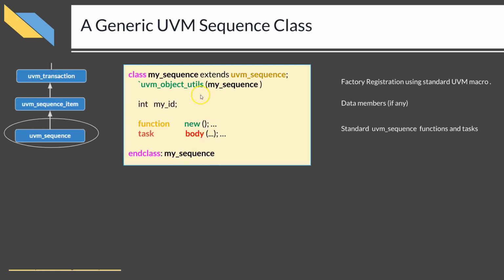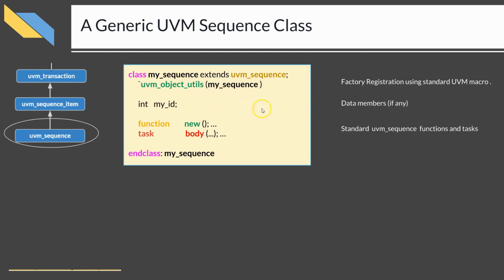Next is the generic outline of any UVM sequence class. The sequence classes will be extending from the UVM sequence class. Here the class name is my sequence, and also note that immediately after the first statement you will give the factory registration macro for the data classes, which is UVM object utils. Within the brackets you will pass the name of this class as the argument to this factory registration macro.